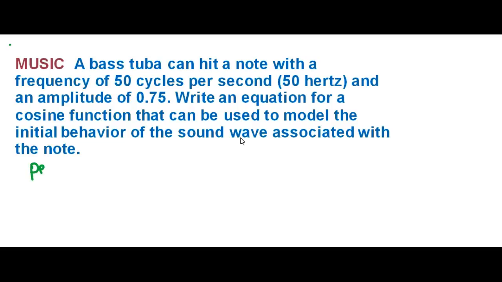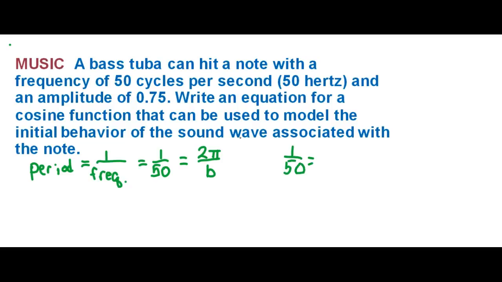So the period in this case would be 1 over the frequency. So here we have 1/50th. And remember, in our equation, the period is represented as 2 pi over b. So what we can do is we can set this up as an equation and solve for b. So if 1/50th equals 2 pi over b, cross multiply, that means b equals 100 pi.